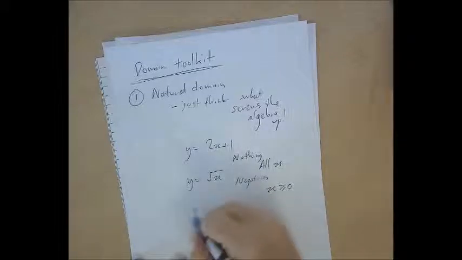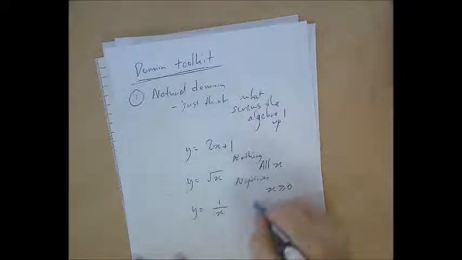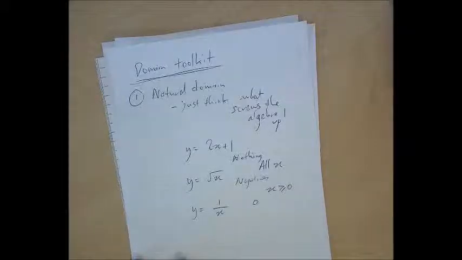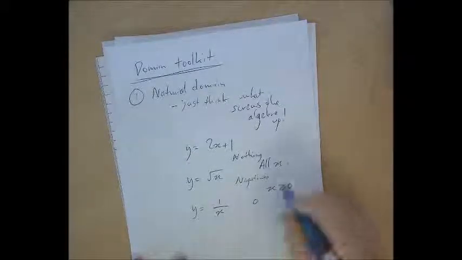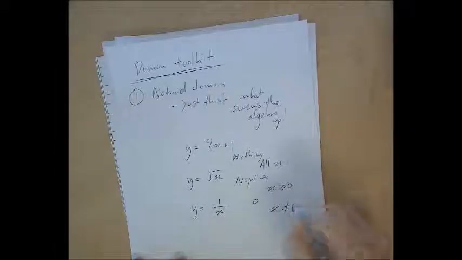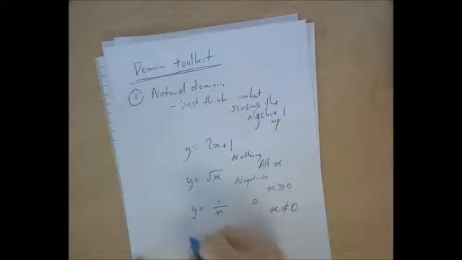Yeah? Can anything screw this up? Yes, 0. 1 divided by 0 is math error, yeah? So therefore what's the natural domain of that? Everything except 0. Okay, let's do a weirdo one.